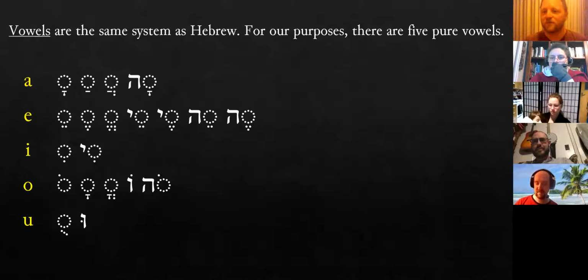There are 5 pure vowels, just as there are in Hebrew. These are a, e, i, o, u, like you would say in Spanish. The distinction between kamatz and patach is unnecessary. The distinction between tsere and segol is unnecessary, also in Hebrew. You don't need to say A for tsere and E for segol. They're the same sound. They have been for a while in the Hebrew language. So that's how we're going to pronounce them in Aramaic.